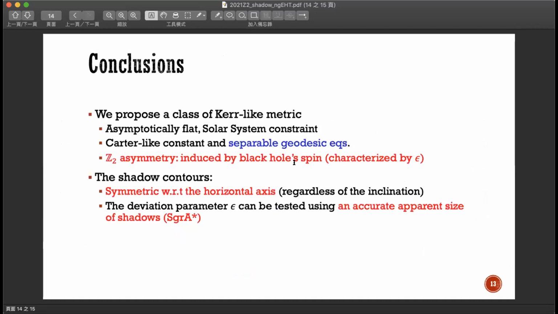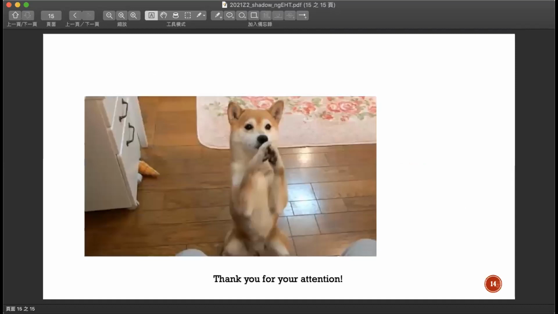So this is the conclusion. In this work, we propose a class of Kerr-like metrics which violates Z2 symmetry, has a Carter constant and the separation of the Hamilton-Jacobi equations. And we find that the shadow contour is always symmetric with respect to the horizontal axis, regardless of the inclination angle. And the point is that the deviation parameter epsilon can be tested using the current apparent size of the image. For example, if we have a better image of Sagittarius A star, in which we know better the mass and the distance, then we can have a better constraint on this epsilon. So that's it. Thank you.